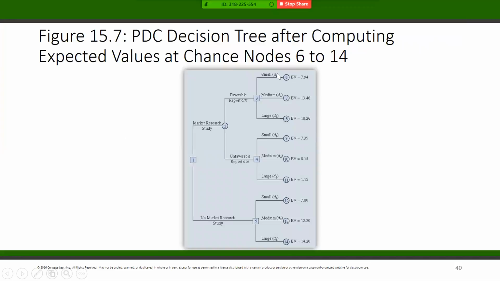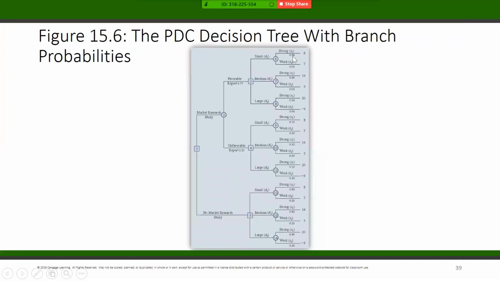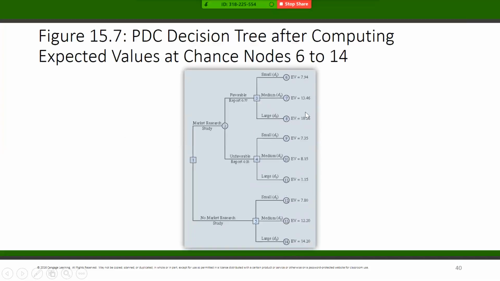Okay. Then we can find out our expected values here as well. So we have expected values at the nodes 6 to 14. We have 7.4, and all we're doing is taking 0.94 times this plus 0.06 times that, and then the same thing all the way down. And that gives us all of our expected values. We've seen these before, and the new ones are the ones with the reports.